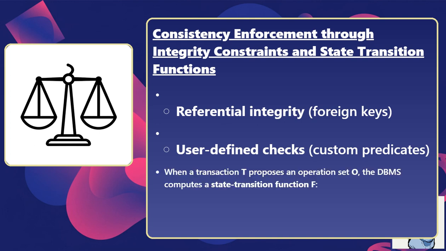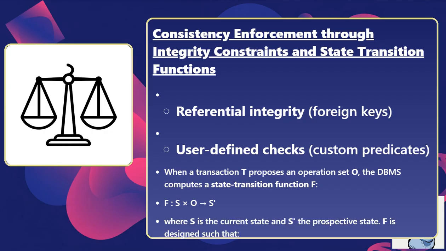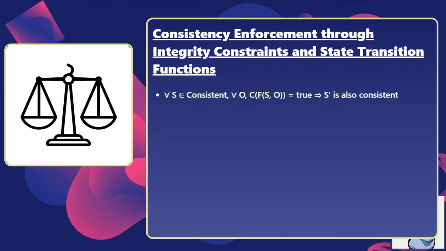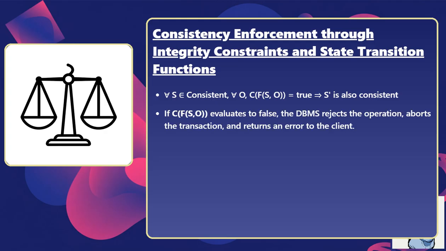When a transaction T proposes an operation set O, the DBMS computes a state transition function F. F maps S × O to S', where S is the current state and S' the prospective state. F is designed such that for all S consistent, for all O, C(F(S, O)) = true implies S' is also consistent. If C(F(S, O)) evaluates to false, the DBMS rejects the operation, aborts the transaction, and returns an error to the client.